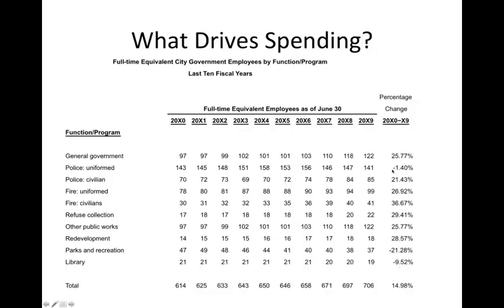Uniformed police actually declined for this government, whereas civilians increased. So it looks like they've got something going on here, maybe where they're filling certain positions with civilians that don't require a uniformed officer. That's always a big thing in analyzing police departments, is they tend to believe that there's no job that a uniformed police officer can't do.